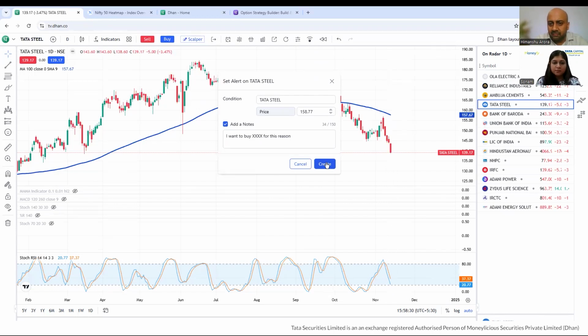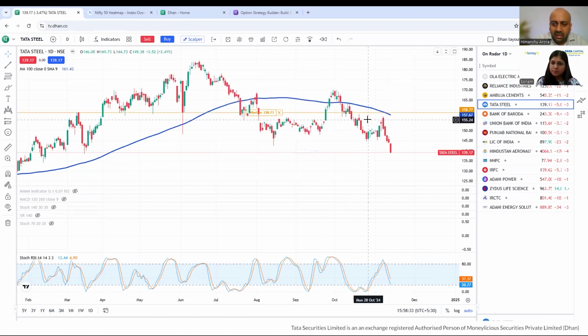So at all points in time, this alert will remain active. And whenever this level is broken, they will automatically send you alert with this notes also, so that it reminds you, because as a trader, you will be looking at so many stocks and you may forget a lot of things. So that will also remind you of how to do this.